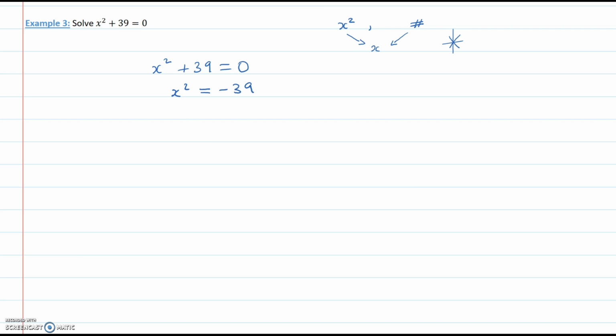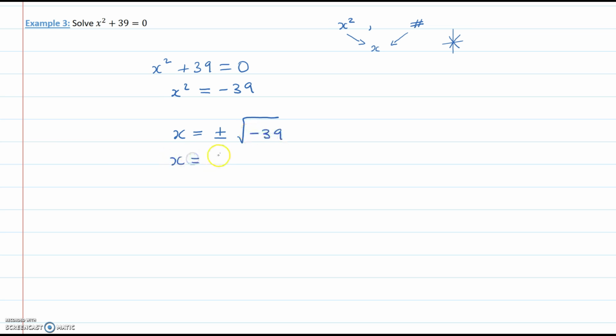Now if that's x squared, the way to get x is to take the positive and negative square root of whatever was on the other side. So if we have x squared equals 16, for instance, x would be plus or minus the square root of 16, which would be plus or minus 4. Nothing else changes here. It's x squared is equal to negative 39, so x is equal to plus or minus the square root of negative 39.